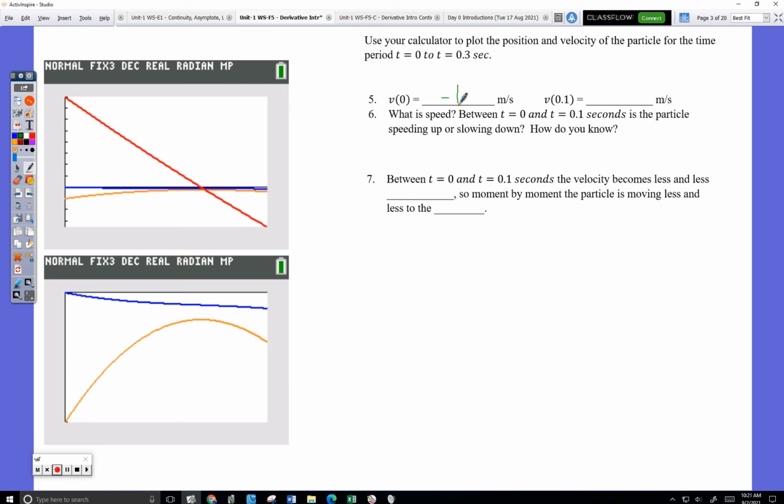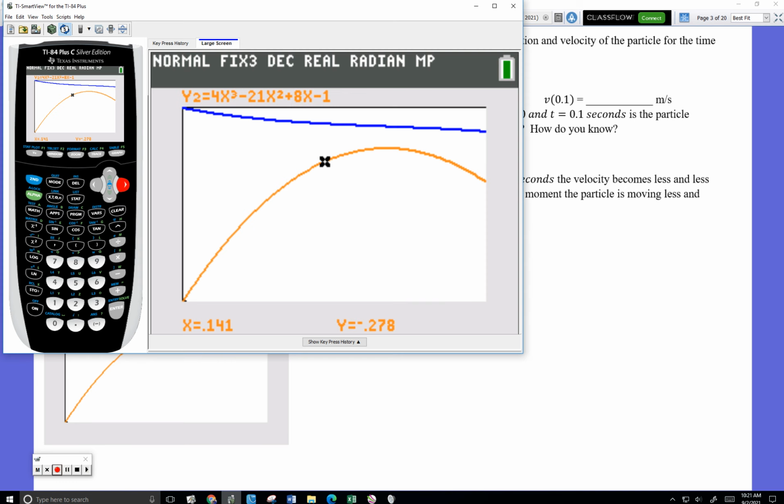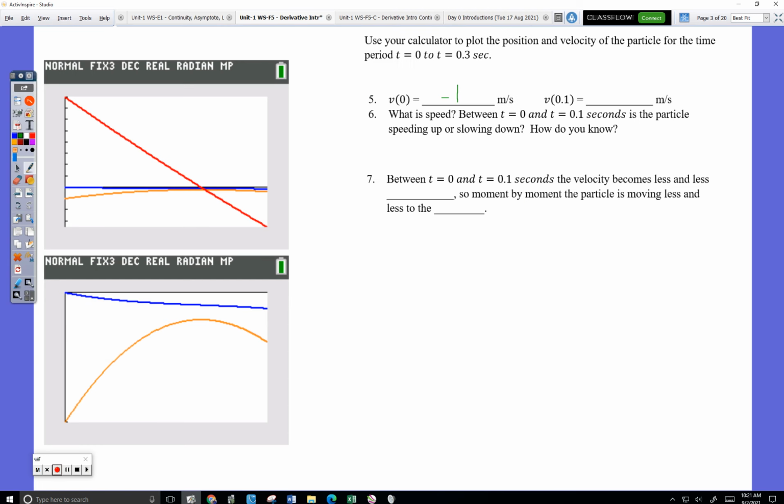So I just go to my calculator. It's all set up because I'm in trace. Type 0.1. Press enter. There we go, negative 0.406. Questions? It says, what is speed?